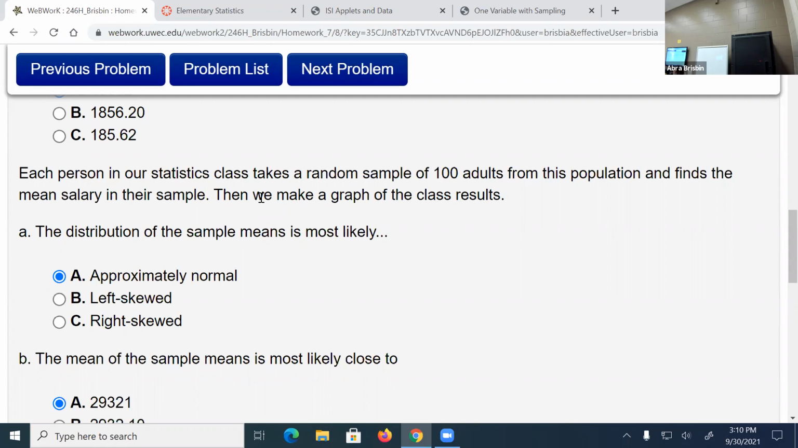So in this case, when you're finding the standard deviation of the means, that's when the standard deviation decreases. That's when you take the population standard deviation and divide it by the square root of the sample size.